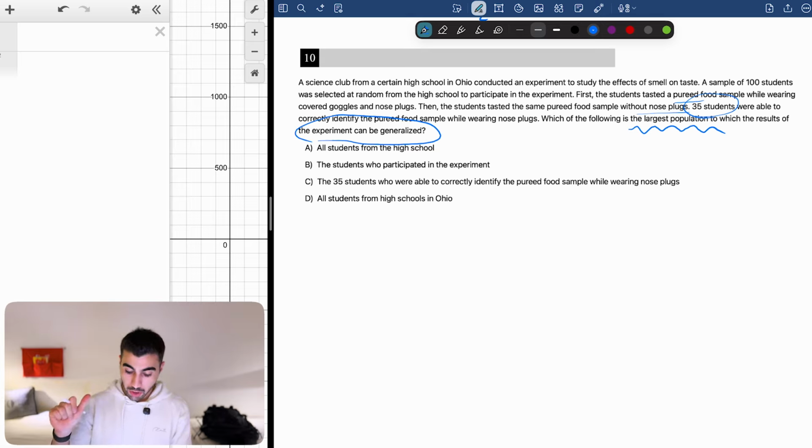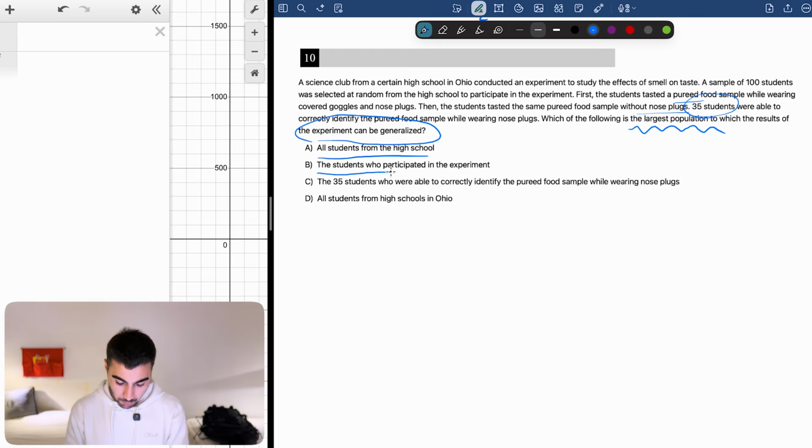So we're looking for the largest population that we can generalize this result to, right? Let's check the choices. All students from the high school. Definitely we can do that, because we've selected the students from the high school. We've selected 100 students all randomly. Because we selected them randomly from that high school, we can generalize it for that high school as well. Choice A can be, but let's see if that is the largest or not.